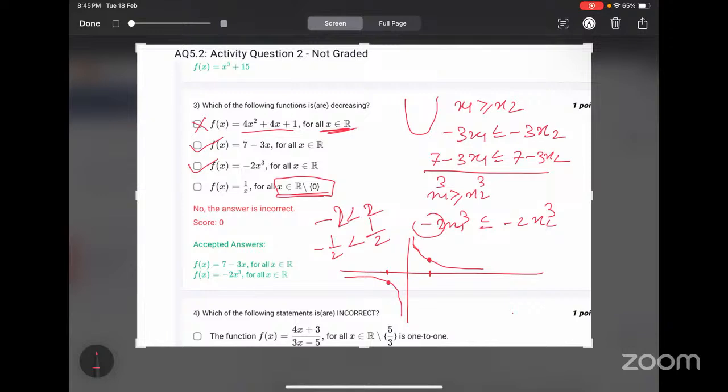Is it fine now? Yes, madam. I just calculated 1 by 2, 1 by 3, 1 by 4, and it is decreasing. So it is decreasing in 0 to infinity, and also decreasing in minus infinity to 0. But if I consider the whole domain, that means R minus 0, then it will not be a decreasing function.